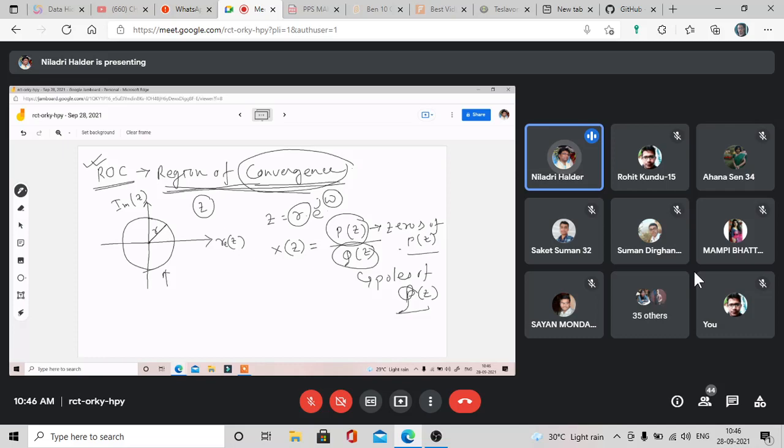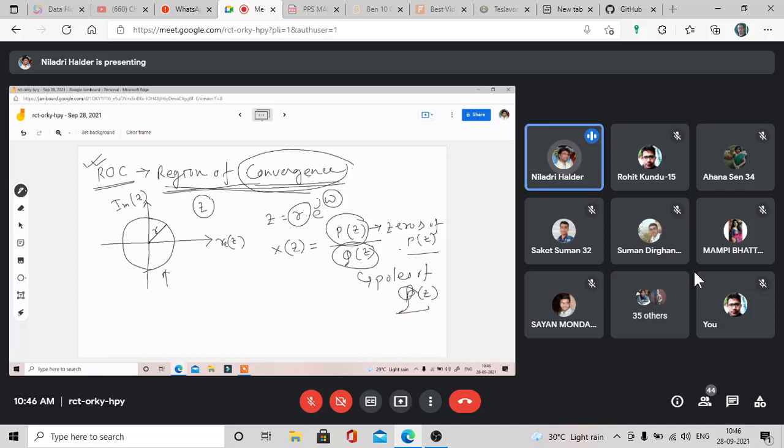Here x[n] is a to the power n u[n]. So here you have u[n]. So obviously n will be 0 to infinity, and the value of x[n] will be a to the power n, multiplied by z to the power minus n. Is that clear? Yes, sir. Okay.